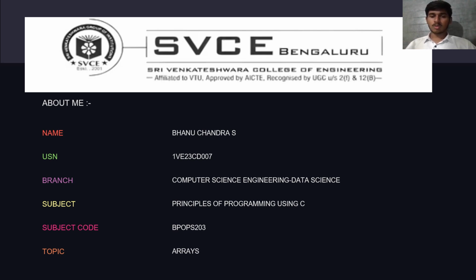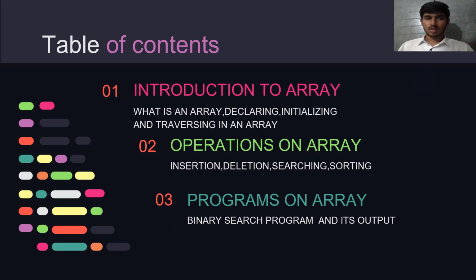So today we'll talk about the topic arrays in C programming. So let's get started. The content of today's video is, first we'll learn about introduction to array: what is an array, how do we declare an array, initialize the variables inside the array and traverse the elements inside the array. Traversing is nothing but accessing the elements inside the array one by one.